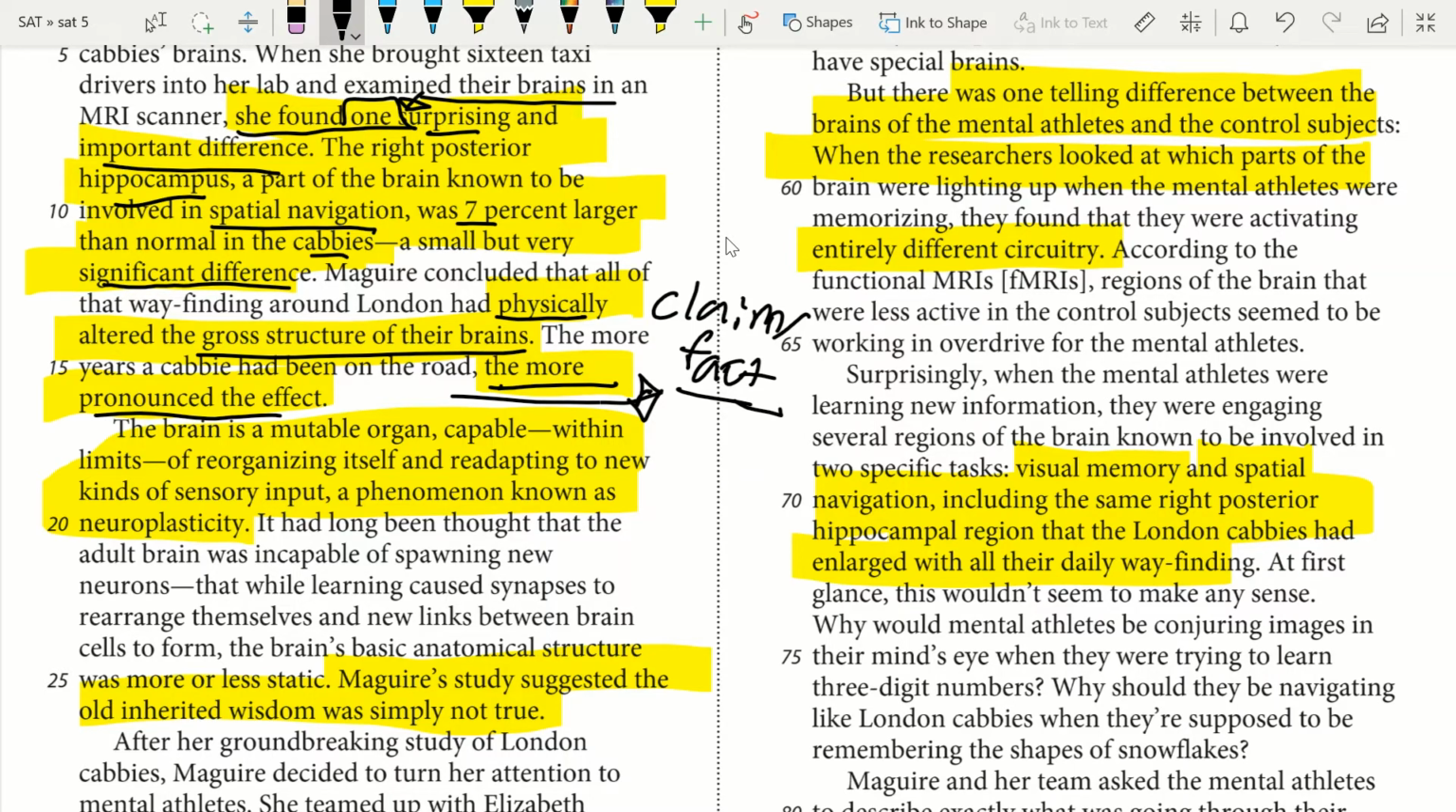Okay, the brain is a mutable organ, which within limits is capable of reorganizing itself and readapting to kinds of sensory input, a phenomenon known as neuroplasticity. Once again, this is a claim. Now, this is also a little bit of explanation, so if you didn't want to highlight this, that would be okay as well because it is a bit of explanation. So if you're trying to highlight fewer things, this would be something you could cut.